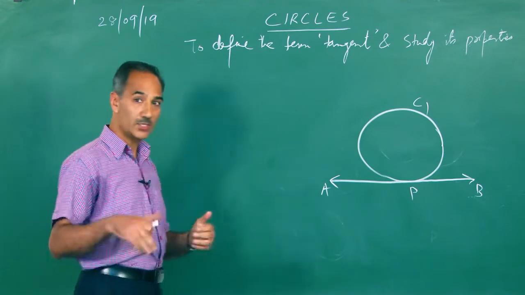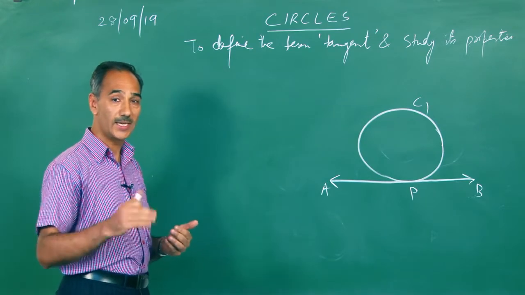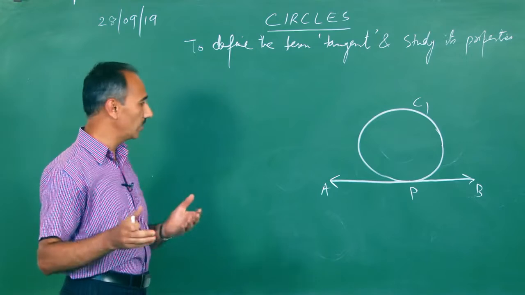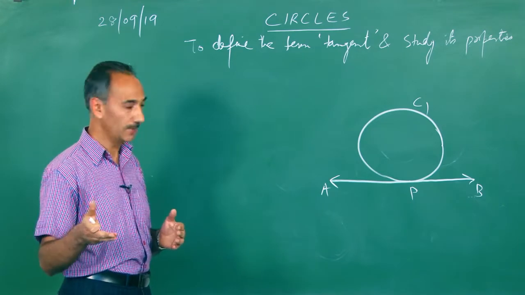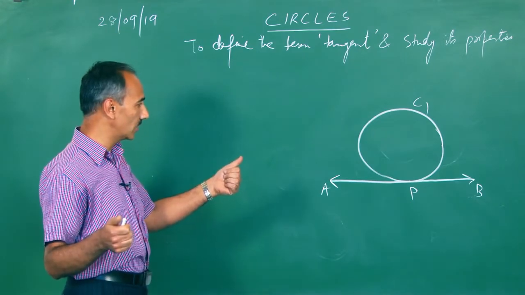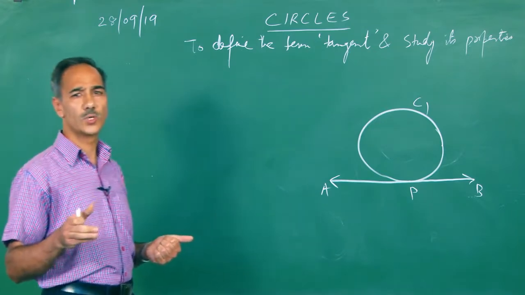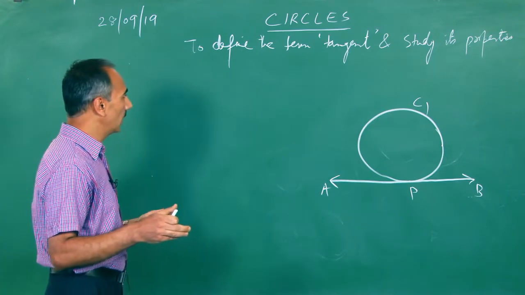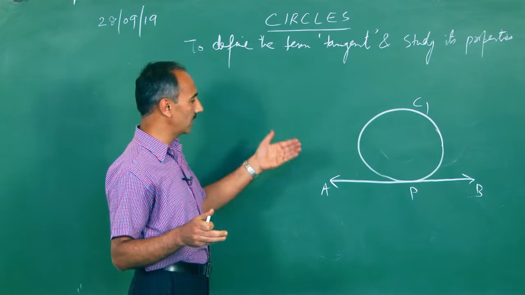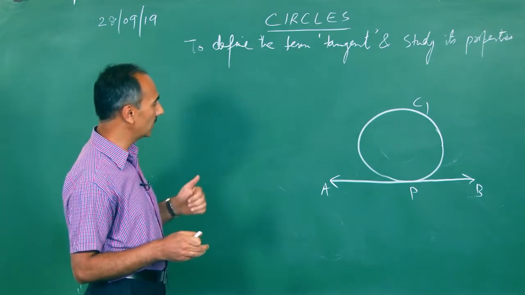Now this line AB, as we say it's tangent at the point P, we also say that the line AB is tangent. It's tangent at point P, and line AB is also known as the tangent, or we could say it is known as the line of tangency. The point at which it meets the circle is known as the point of contact, or it's also known as the point of tangency.